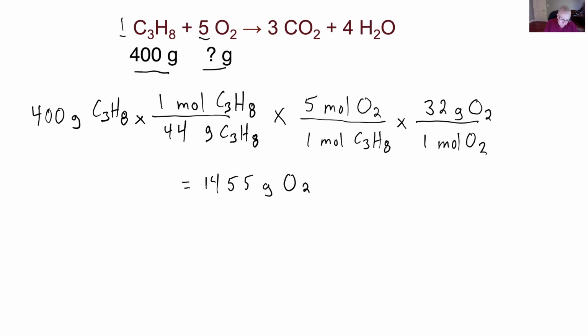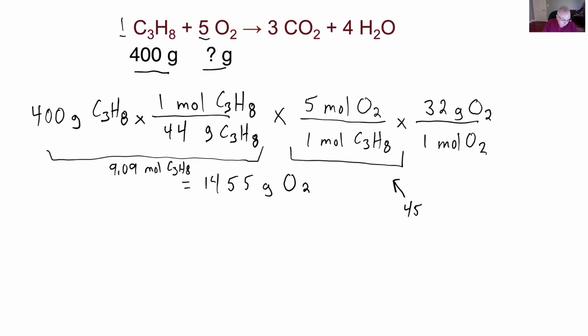If you like to do things piecewise, I have notes, and I can say if you stop there, you get 9.09 moles of propane, which after this step means I have 45.45 moles of oxygen. And then I multiply by the 32, and that gets me to my final number down here, okay? I like to do them just all straight through.